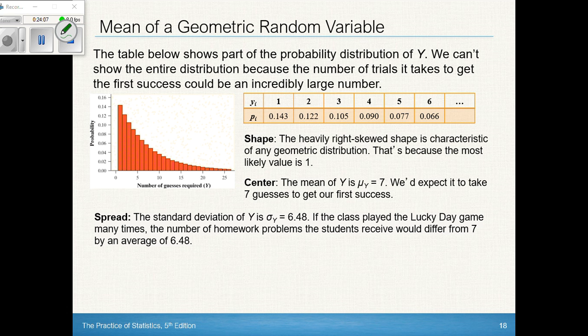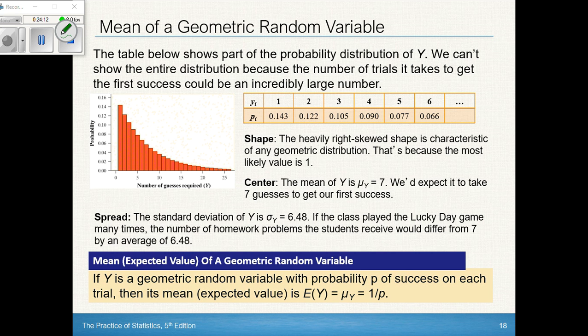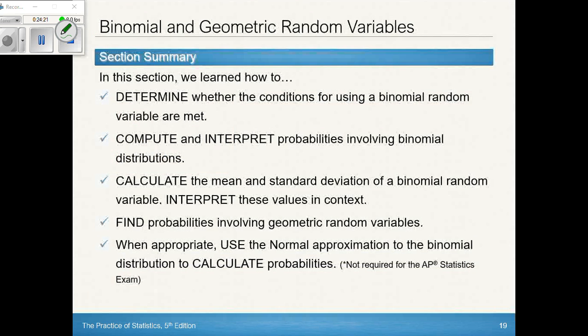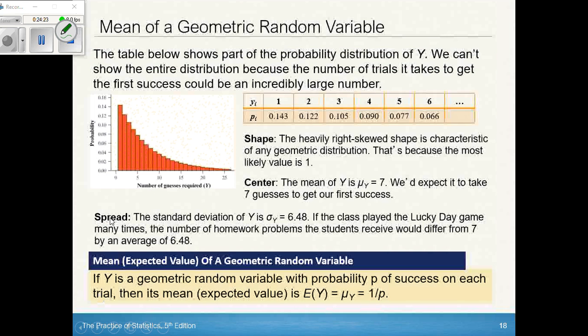And here's the standard deviation. You'll be given the formula to find that, but it works the same way. Here's the formula for the mean. The mean of this distribution is 1 over the probability of success. Like I said, you'll be given the formula for standard deviation if you need to use it. Mostly you'd know how to interpret it. If we play this lots and lots of times, that's about how far off we are. Pretty good size standard deviation, because sometimes students are getting it right to begin with. Sometimes it takes a lot longer.